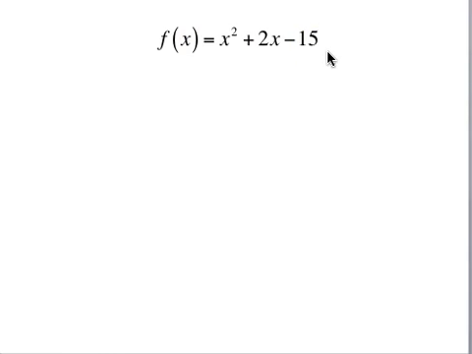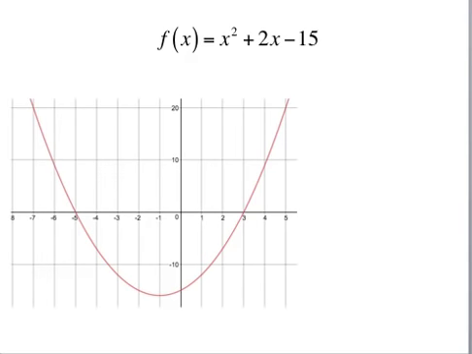Now we're interested in the zeros of this function. Now what does that mean? A zero of a function is when the function crosses the x-axis. So you can see in this picture we have two zeros. The function crosses the x-axis here at 3 and here at -5. So this function has two zeros, one at 3, one at -5.